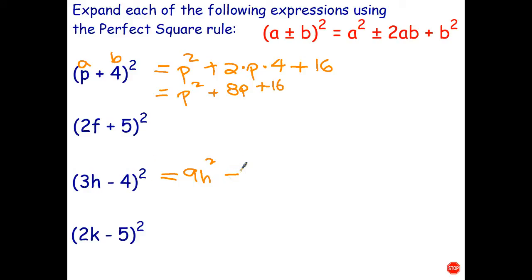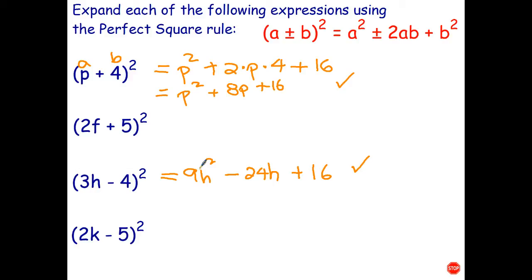Now I need 2 times a times b. 2 times that times that. Well, it's quickest for me anyhow to go 2 times 4 is 8. 8 times 3 is 24. So it's 24h. And plus b squared, well, 4 squared is 16. And there's the answer in a single step. Okay, go ahead and try the other two on your own, please. So you can either do it in 2 steps or you can do it in 1 step, your choice.